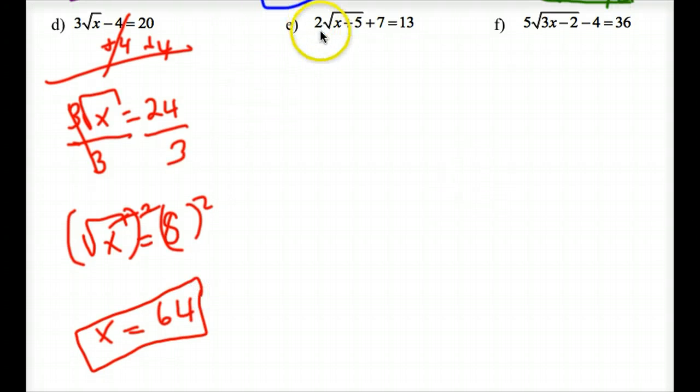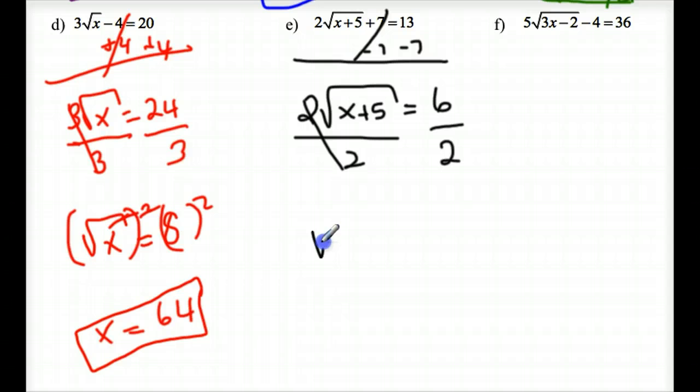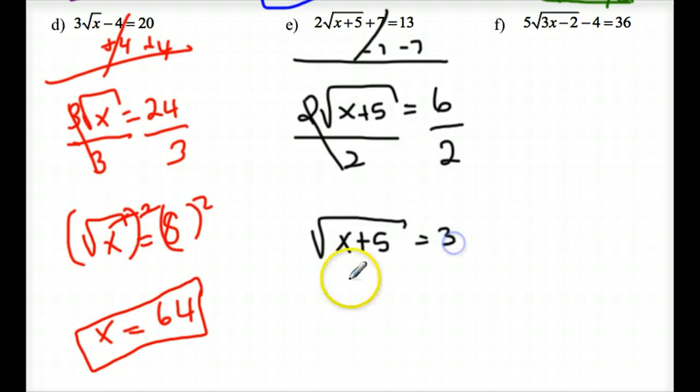So let's look at E. 2 square root of x plus 5, plus 7, is equal to 17. Again, I want to get rid of anything that's next to my radical sign. So I'm going to subtract 7 on both sides. This cancels. 2 square root of x plus 5 is equal to 6. Then I want to get rid of this 2 because I can't get rid of the 5. It's still under the radical sign. So divide both sides by 2. This cancels, and I'm left with the square root of x plus 5 is equal to 3.